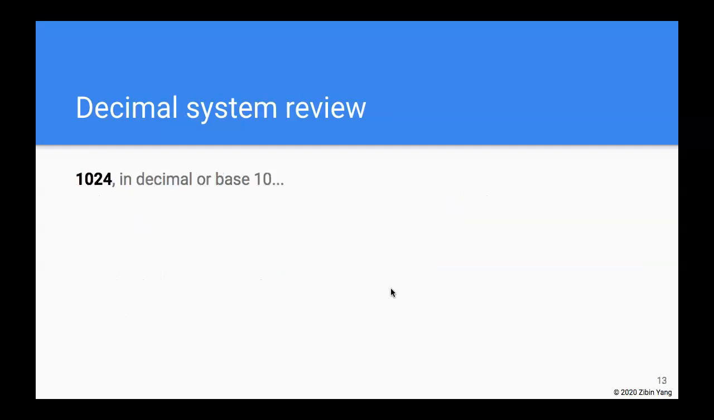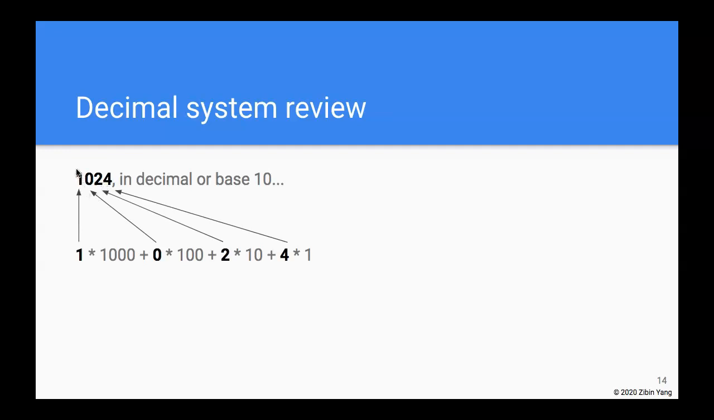Let's look at a slightly more complex number, which is 1024. The reason this represents 1024 is that if we break it down, the number 4 here means 4 ones, right? And the 2 here really means there are 2 tens. And 0 here means there are 0 hundreds. And 1 here means there's 1 thousand, right? And that's how we get the value of this number.